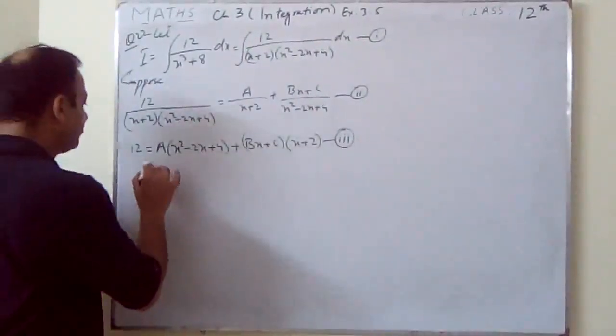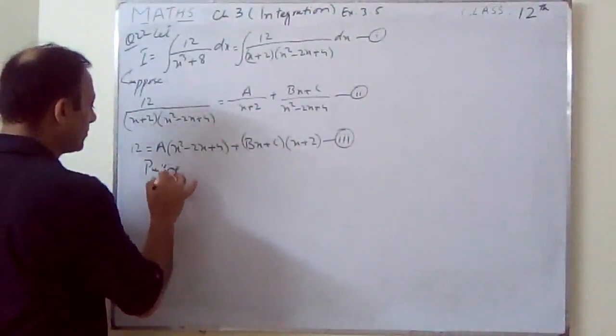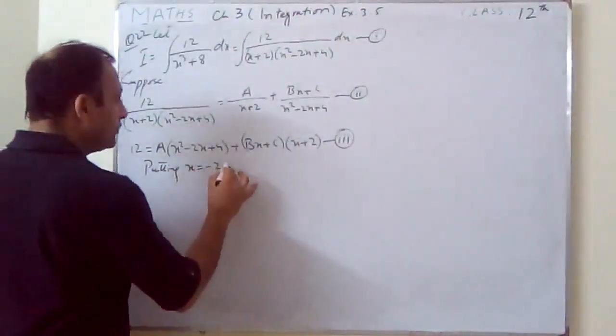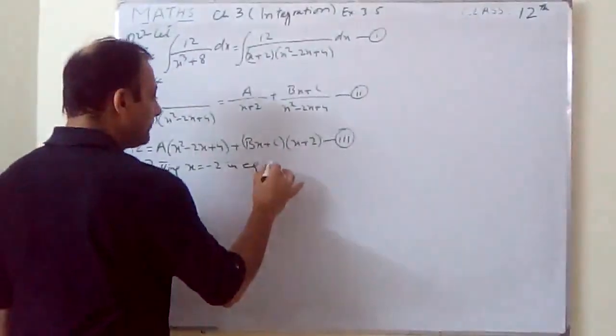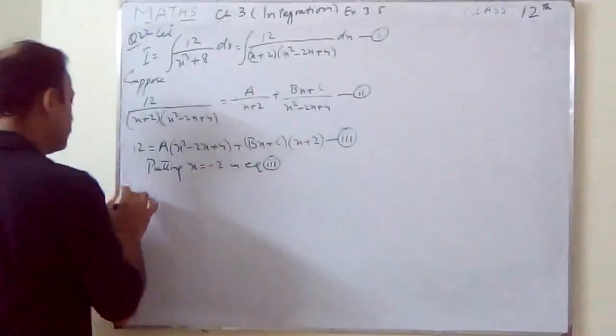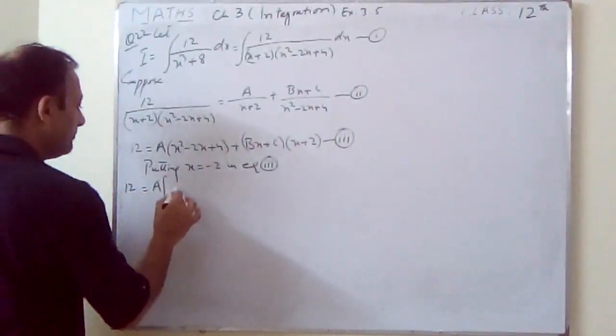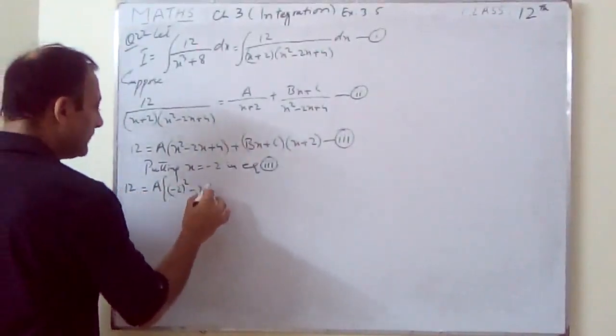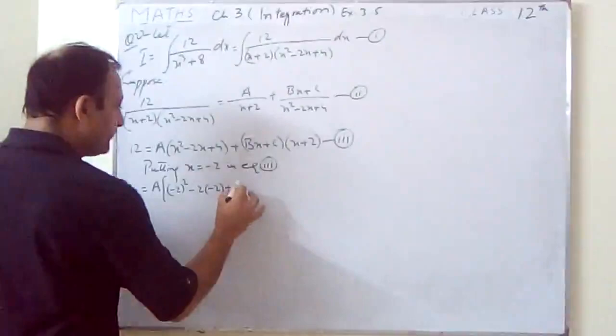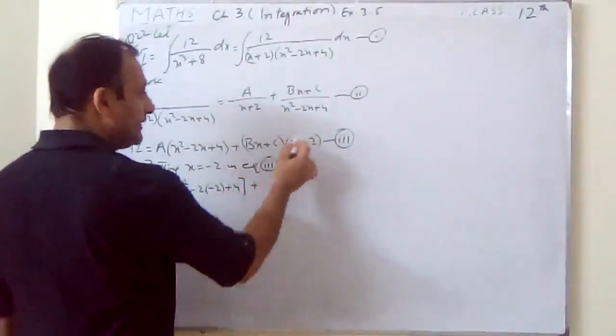So putting x is equal to minus 2 in equation number 3: 12 is equal to A into (minus 2 square minus 2 into minus 2 plus 4) plus this complete term is 0.